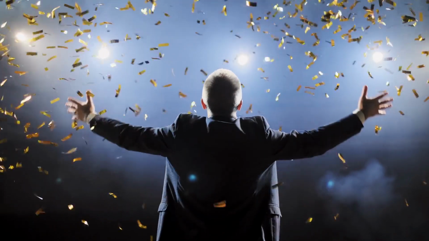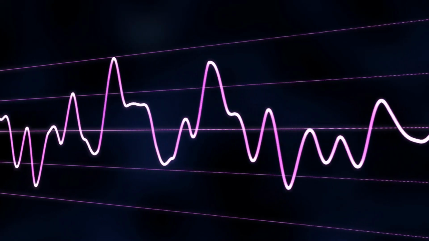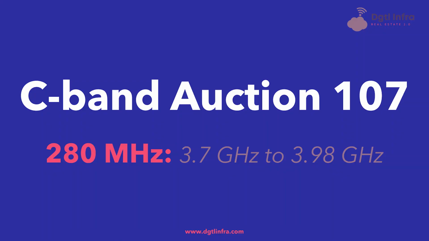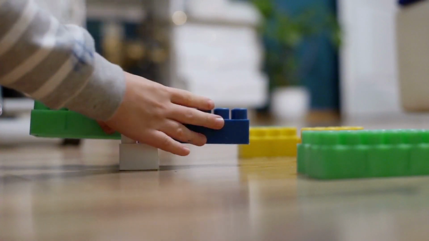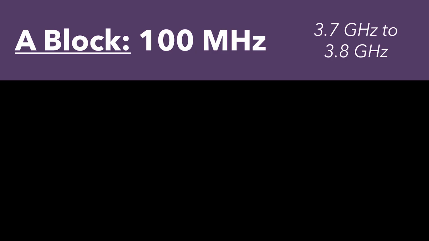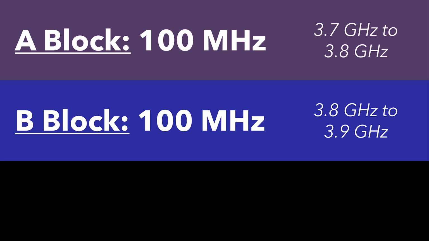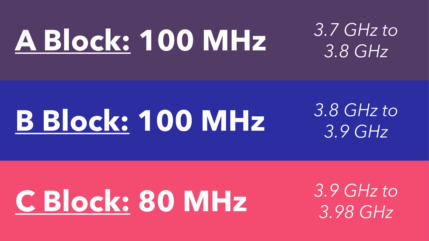Before jumping into our projection of the specific winners of the C-band auction, it's worth noting how the spectrum in the C-band auction is split up. So C-band auction 107 offers 280 megahertz of spectrum in the 3.7 gigahertz to 3.98 gigahertz frequency range. Specifically, C-band auction 107 represents 3 blocks of spectrum: A block, which covers 100 megahertz from 3.7 gigahertz to 3.8 gigahertz. Then there is B block, which covers 100 megahertz from 3.8 gigahertz to 3.9 gigahertz. And finally is C block, which covers 80 megahertz from 3.9 gigahertz to 3.98 gigahertz frequencies.